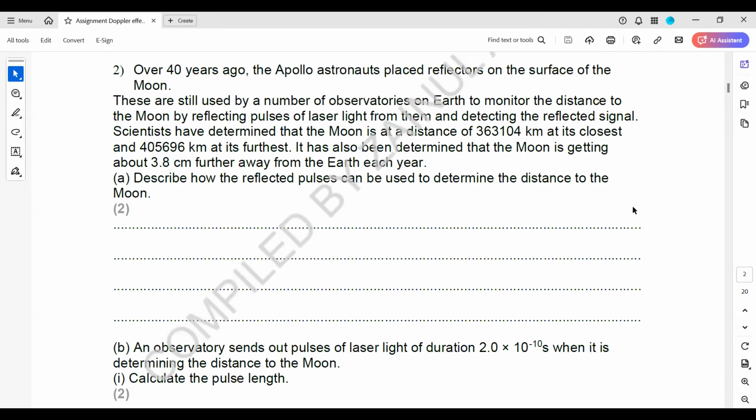Another question. Over 20 years ago, astronauts placed reflectors on the surface of the moon. These are still used by a number of observatories on Earth to monitor the distance to the moon by reflecting a pulse of laser light from them and detecting the reflected signal. Scientists have determined that the moon is at a distance of 363,104 kilometers at its closest and 405,696 kilometers when it is furthest. It has also been determined that the moon is getting about 3.8 centimeters further away from the Earth each year. Describe how the reflected pulse can be used to determine the distance to the moon.